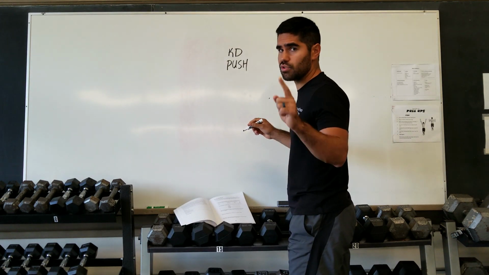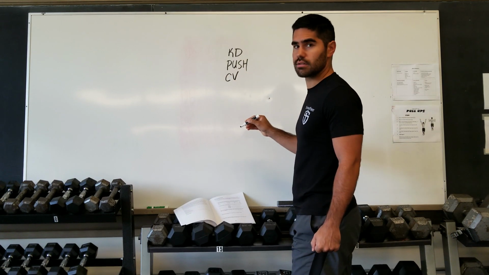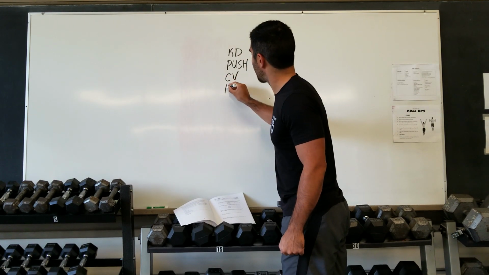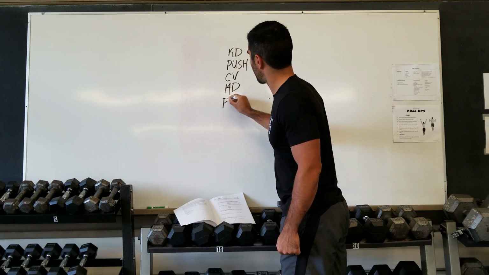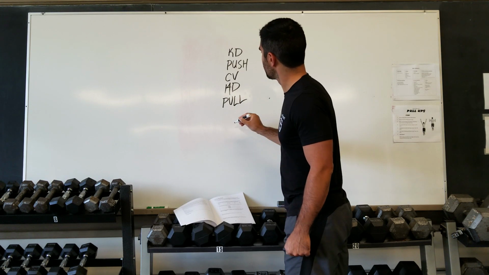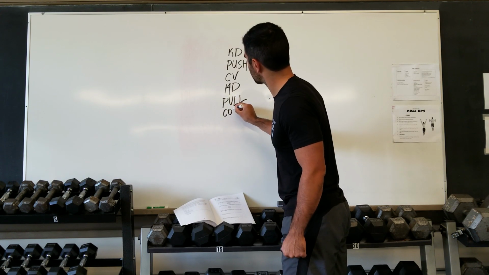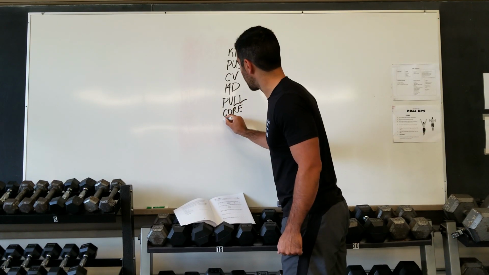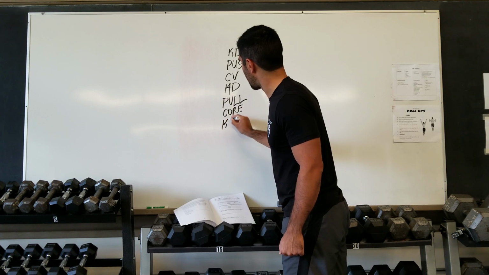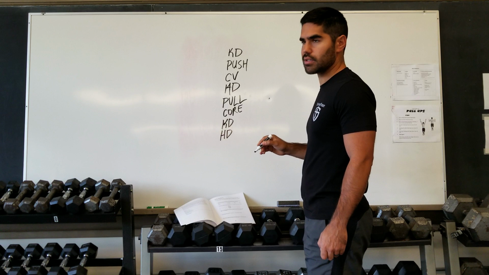Again, look at the video on YouTube. Lots of examples of these exercises. Then we're going to do a cardiovascular exercise. Then we're going to do a hip dominant, not knee dominant, a hip dominant exercise, followed by a pull, followed by a core exercise, and maybe I really like lower body, so I'm going to do another knee dominant and another hip dominant. Boom. 8 exercises.